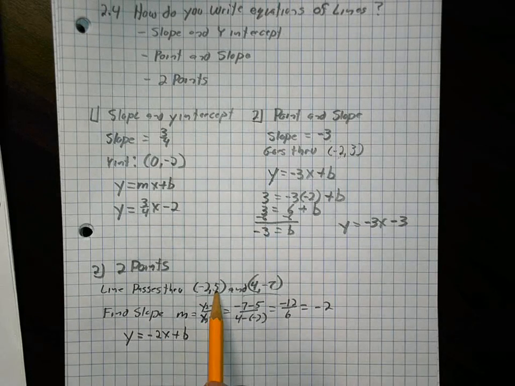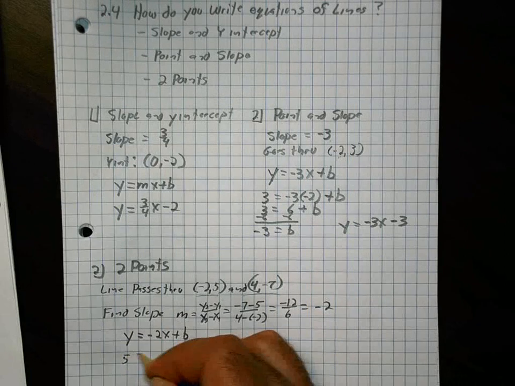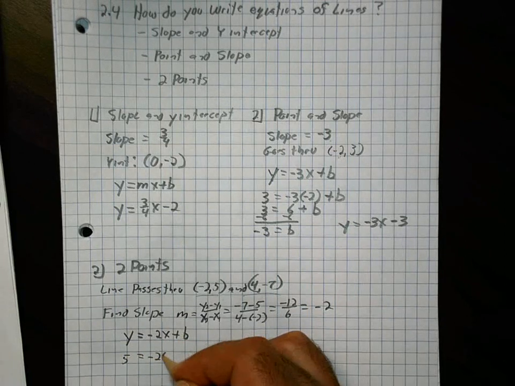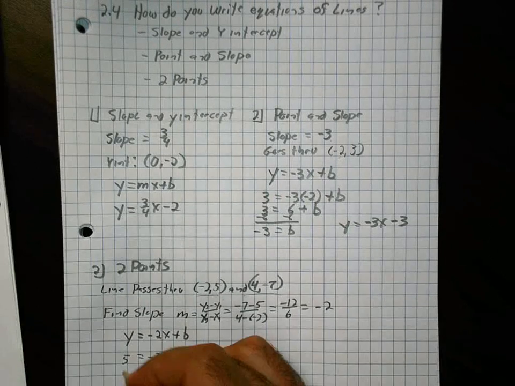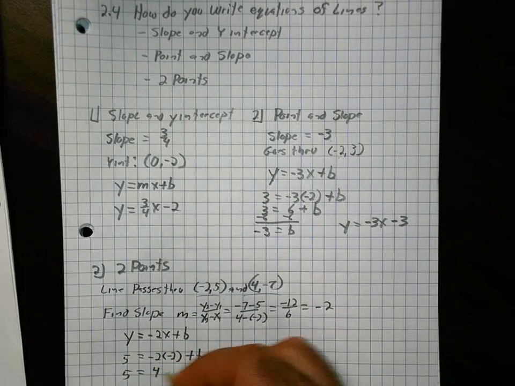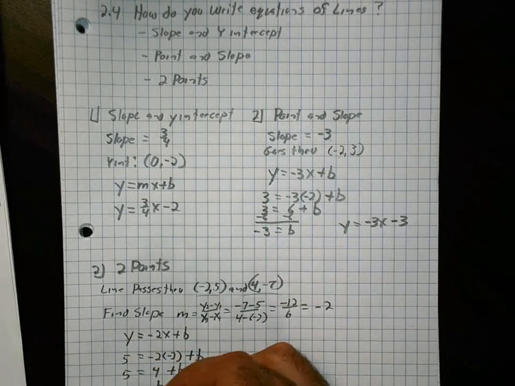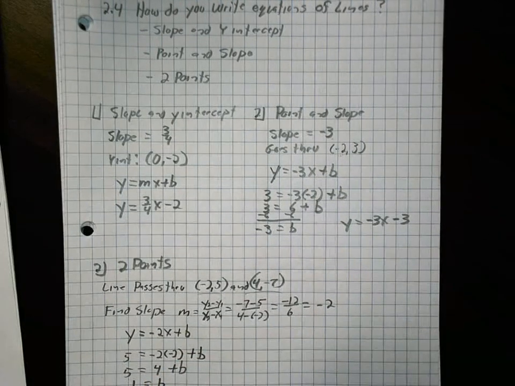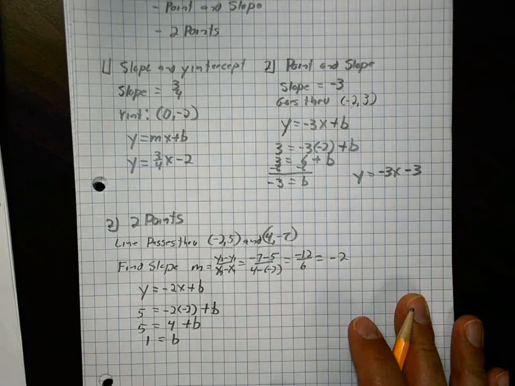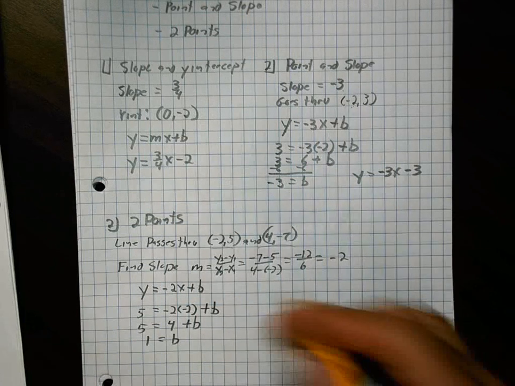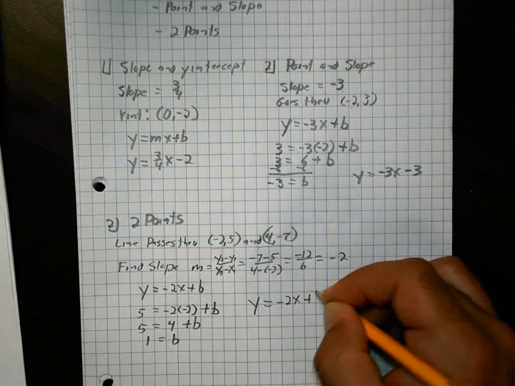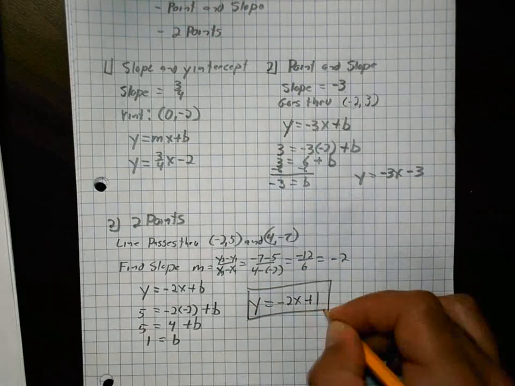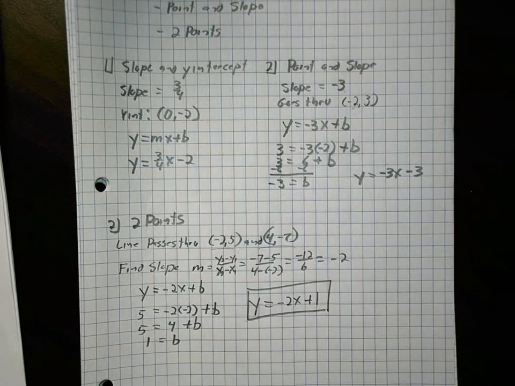I'll use the first point. So 5 is y, -2 is x. Let's solve that. 5 equals 4 plus b, subtract 4, b equals 1. So y equals -2x plus 1 is my equation.